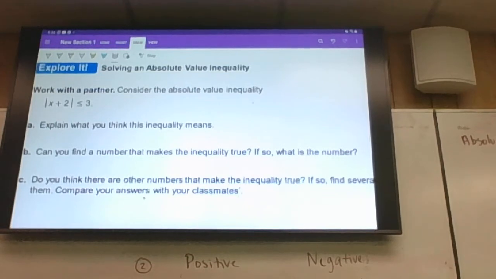Let's do this. Okay. Actually, I already know the answer. Okay. It's an inequality. Inequality means that whatever x is, when you add 2 to x, it has to be less than or equal to 3.